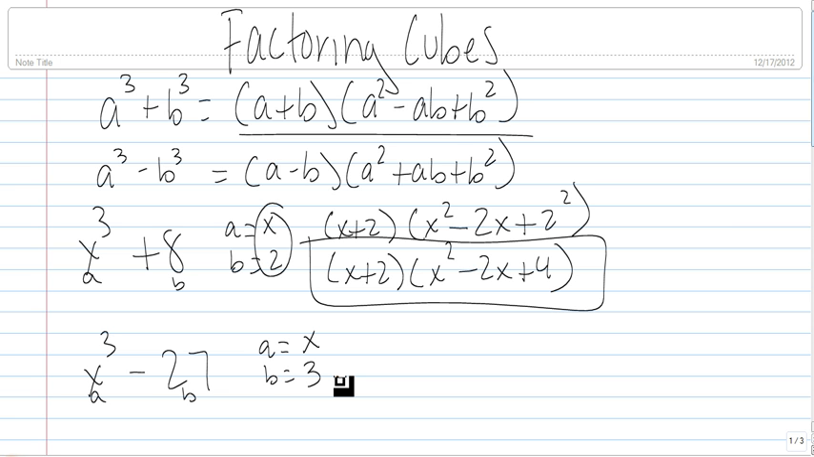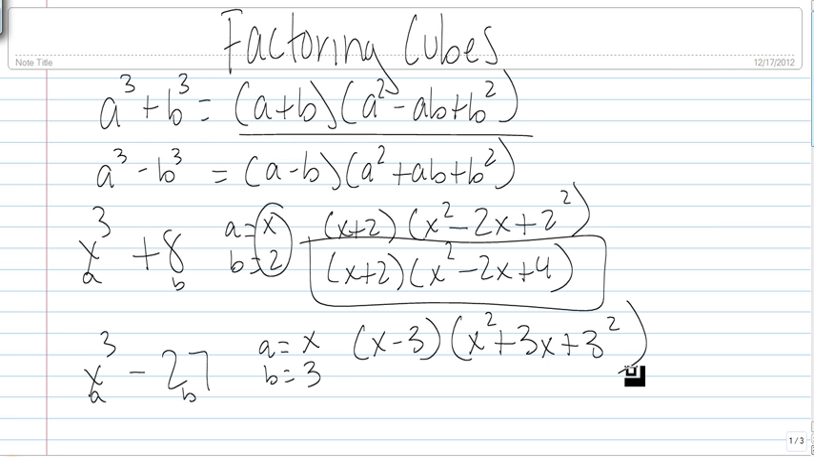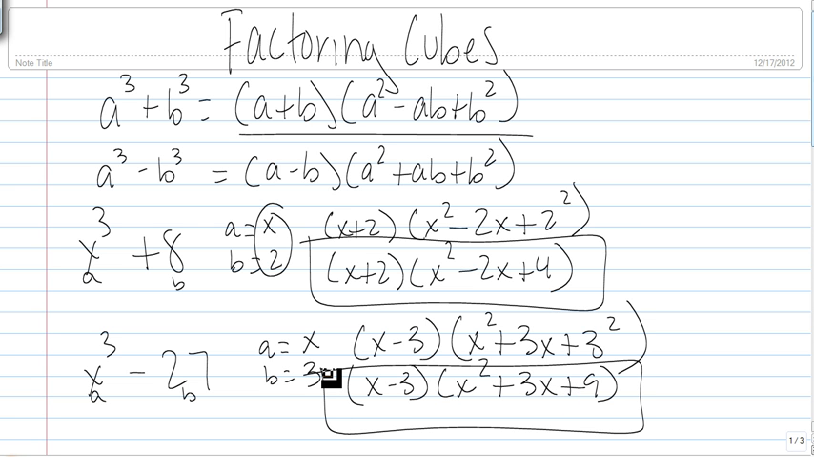Okay, so it's A minus B. So it'd be x minus 3, because A is x and B is 3. So it'd be x minus 3 times x squared, plus A times B, so 3 times x, which is 3x, and then plus B squared. Okay, let's simplify that B squared at the very end, so we'll rewrite everything. So x squared plus 3x, and 3 times 3, 3 squared, is 9. So this is how you would factor your bottom cube.